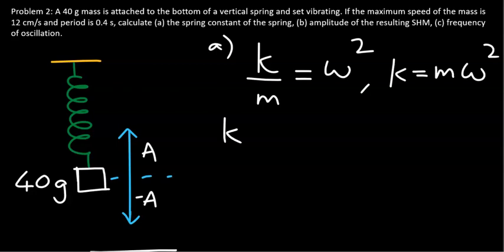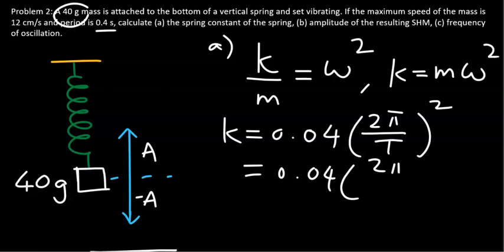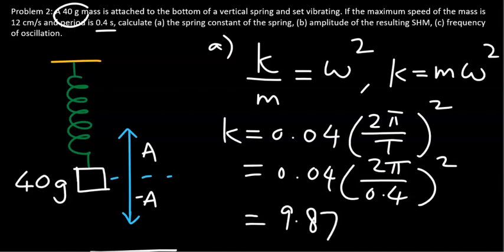Now we do know what the mass is. It's 40 grams, so it's 0.04 kg. And omega can be expressed in terms of the period. The period is 0.4 seconds, so omega is 2 pi over the period. Square that. So 2 pi over 0.4 seconds, squared, and you will get 9.87 Newton per meter for the spring constant.